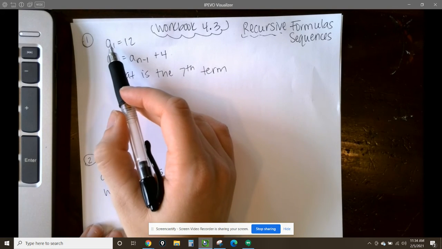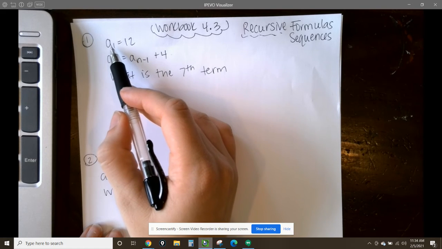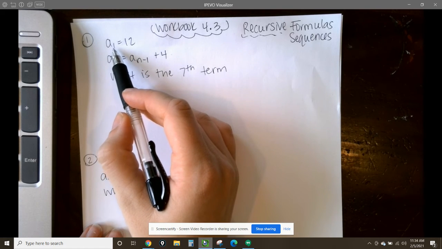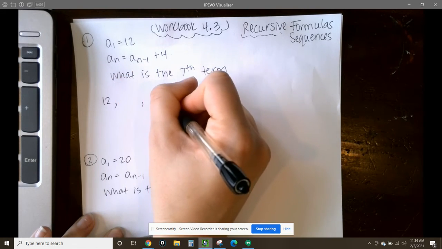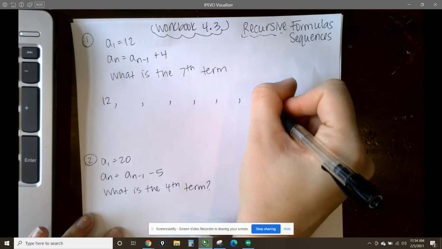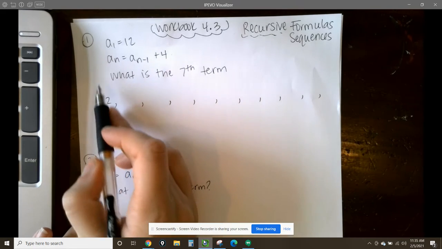Okay, so we'll start with this one. This is called A sub 1. We say A sub 1, or you can say A1. What this means is the first term in the sequence is 12. So I'm going to write that down, 12. And I know what I'm doing here is I'm making a big list of numbers for this sequence. But the first one they're telling us is 12.